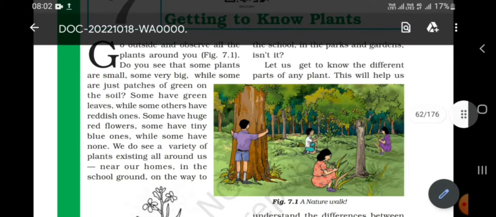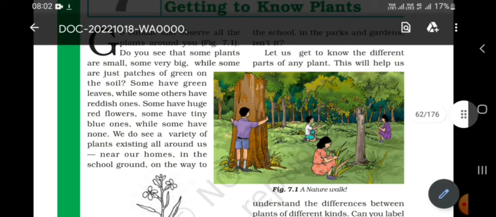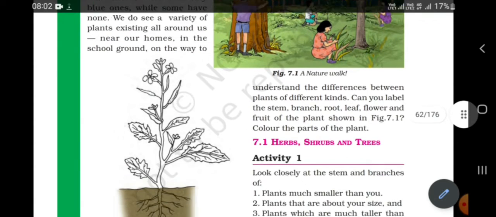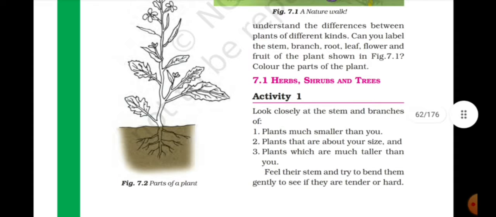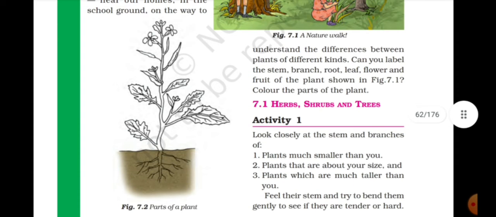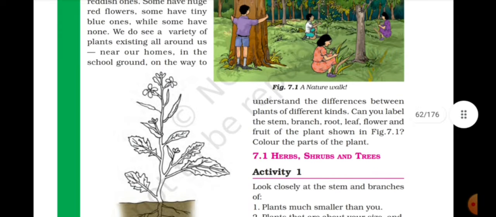So you have seen so many different kinds of plants around you when you go to a park, on roads or anywhere. There are different plants of different size, color, shape as well. So there is a lot of variety in the plants. Suppose this is a plant, so you know what you can see here. You can see the plant का root, stem, leaves, flowers, fruit.